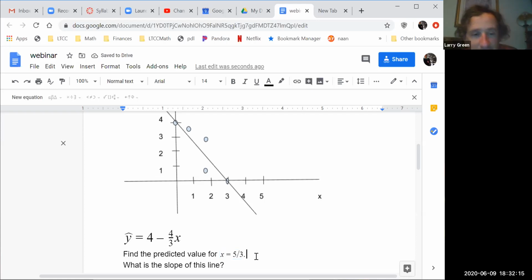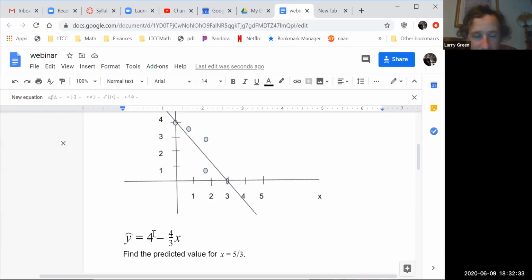There's a reason I'm picking that weird number. So what do we do? The answer is this isn't that hard. What do we have to do to find the predicted value for y equals 5/3? Yep, we just plug in x.